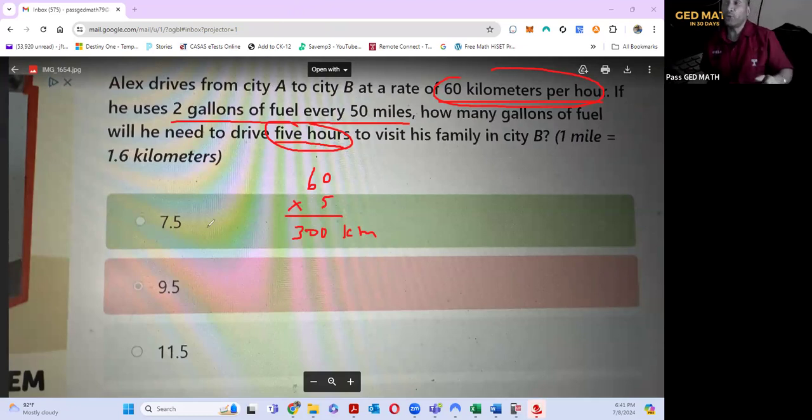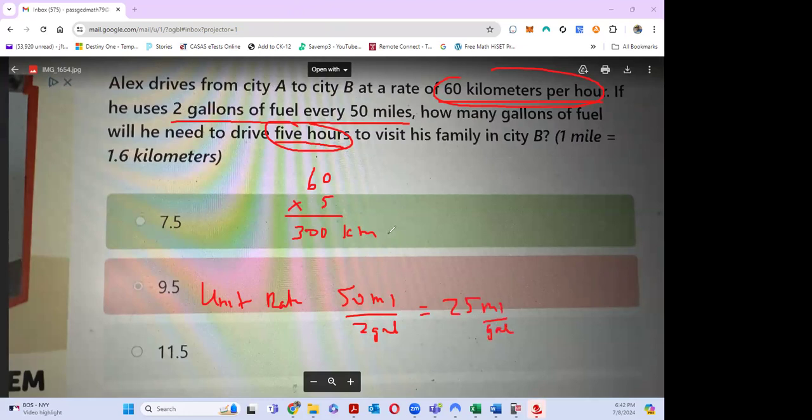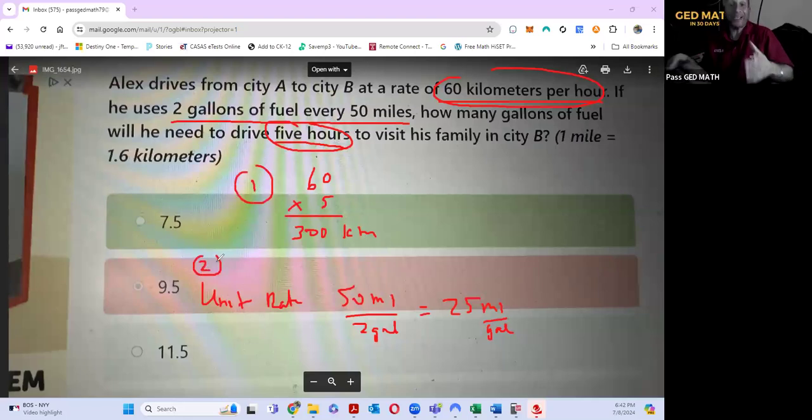Now, the second thing we need to do is 2 gallons of fuel for every 50 miles. We want to find a unit rate. Unit rate is 50 miles for every 2 gallons. 50 divided by 2 is 25. So this is the same as 25 miles per gallon. Does everybody understand that? So this was the first step. This was the second step from our givens, what they gave to us.